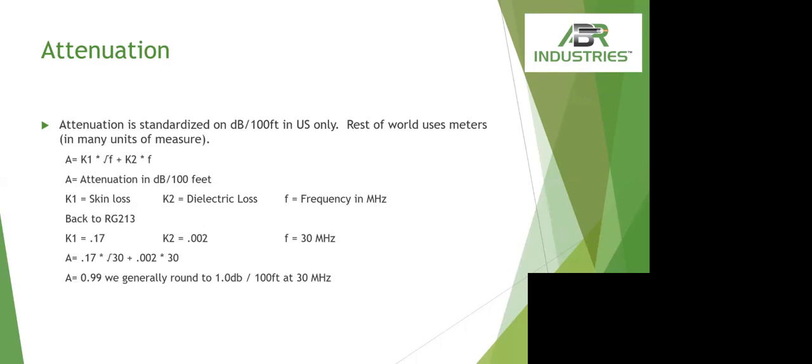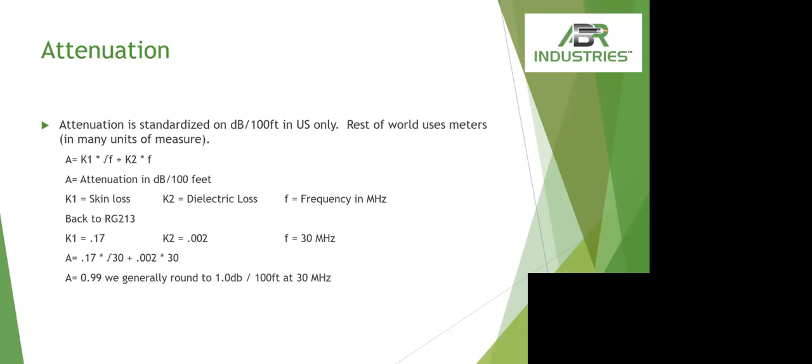So an attenuation in dB comes out with a couple different factors. One is we have to understand the frequency. Two is we look at what the skin loss is, which is the outer loss of the product. Then we look at the dielectric loss, and from there we can make our calculation. So with 213, the K1 value, which is the skin loss, is 0.17. The dielectric loss is 0.002, and we're going to use 30 megahertz as our frequency. So for our calculation, we come out at 0.99 dB per 100.